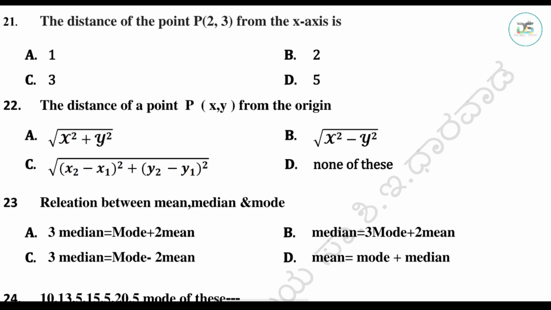The distance of a point P (x, y) from the origin. Options are root of x square plus y square, root of x square minus y square, root of (x2 minus x1) whole square plus (y2 minus y1) whole square, none of these. So students, let's see the solution.